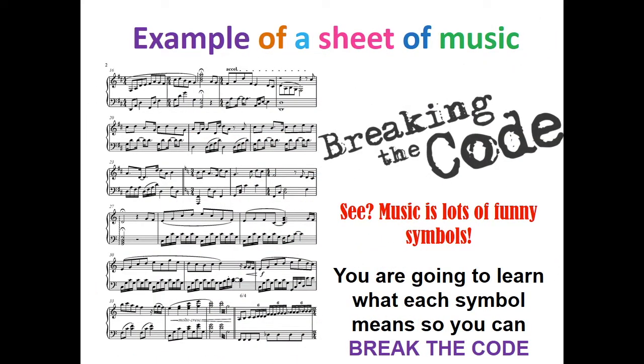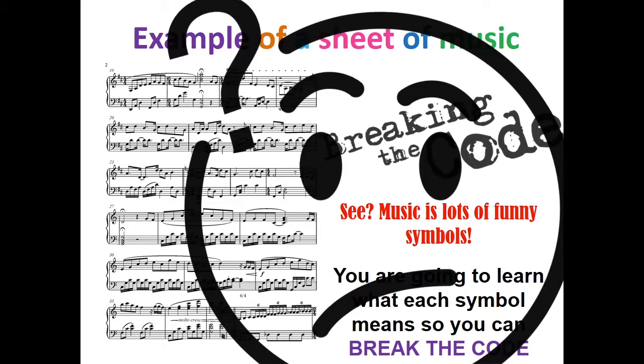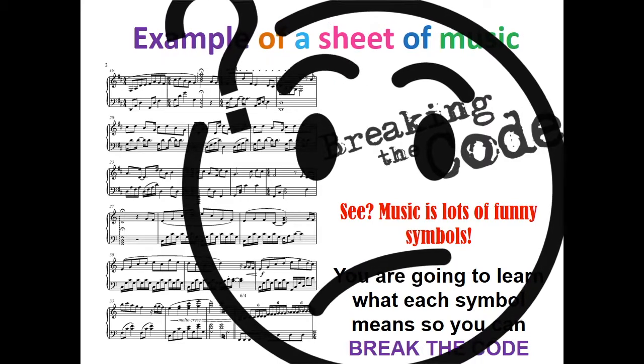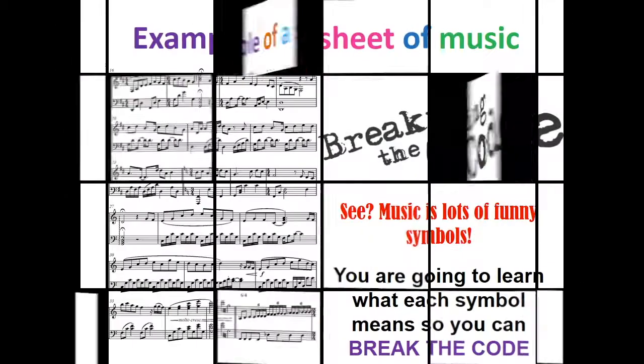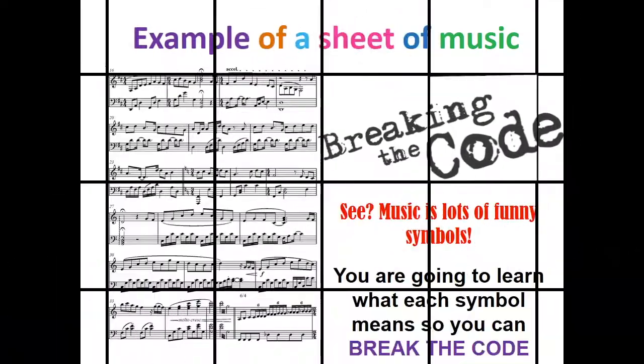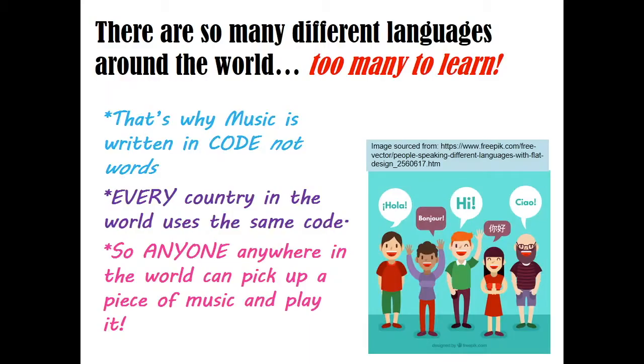On the screen now is an example of some sheet music. Look at that, it is a bunch of weird symbols. Very confusing if you don't know what the symbols mean. Well, all we have to do is learn what the symbols mean and then we can read the music. Now you may wonder, why do we use symbols? Why don't we just use words for music and make it easier? Well, that's because there are so many different languages around the world. Way too many languages to learn.